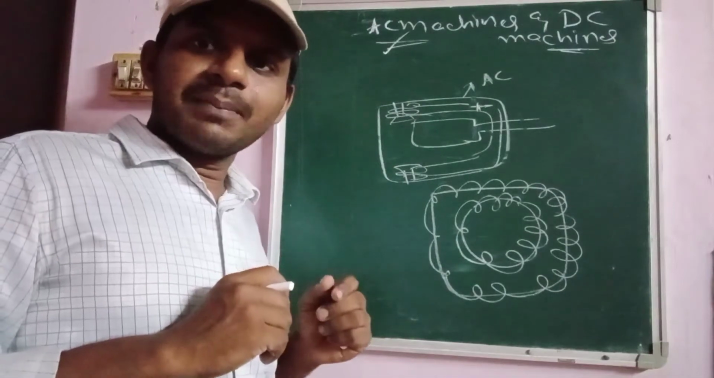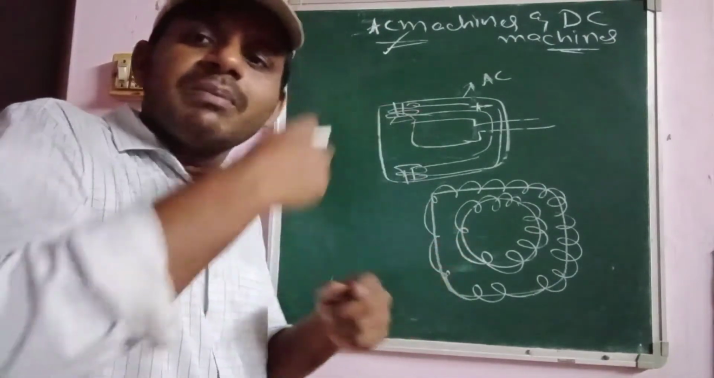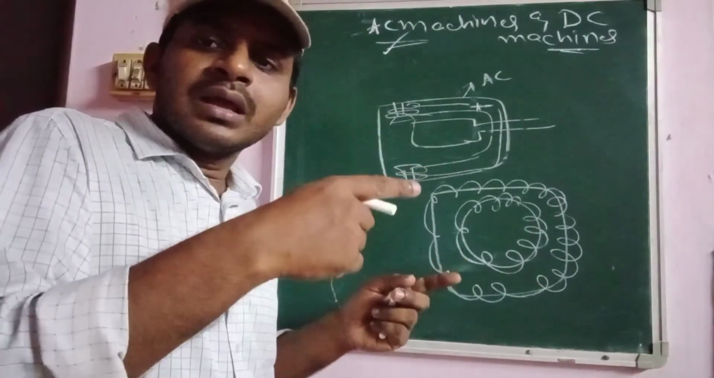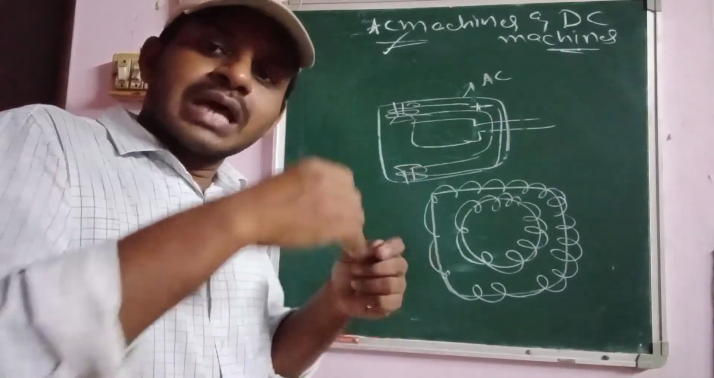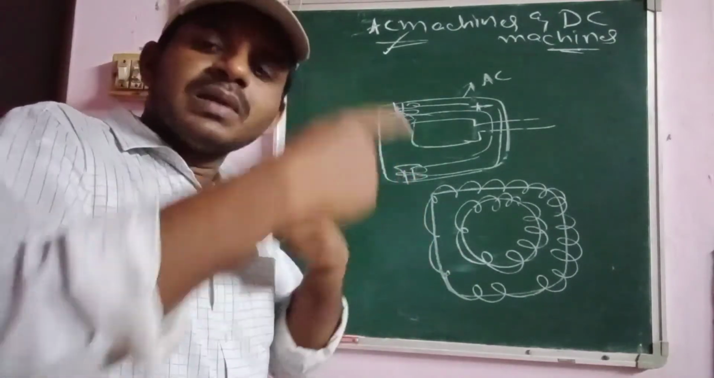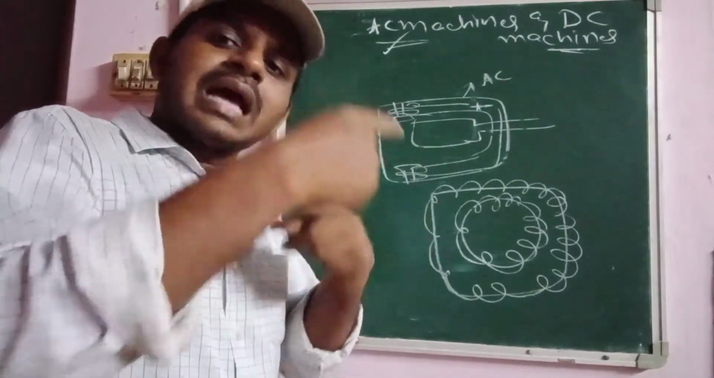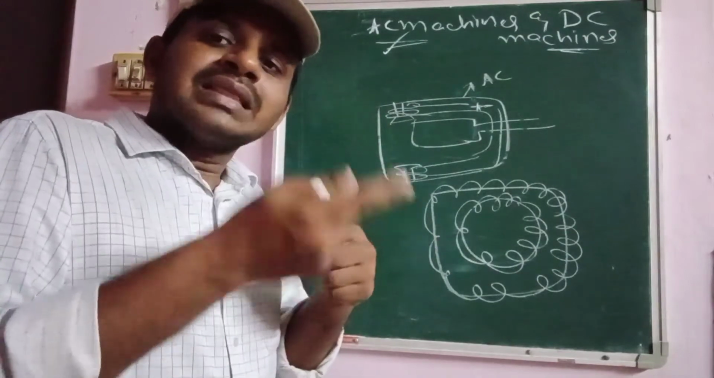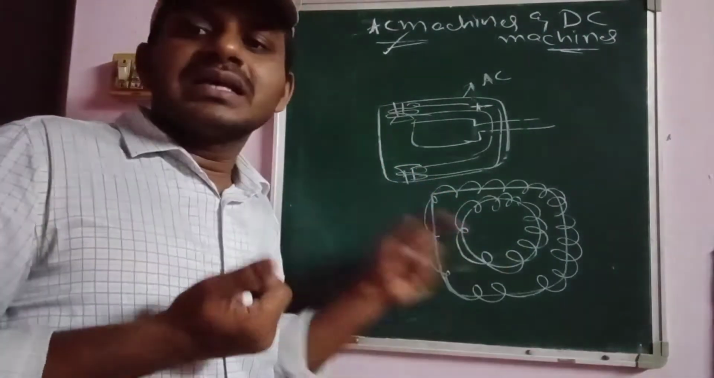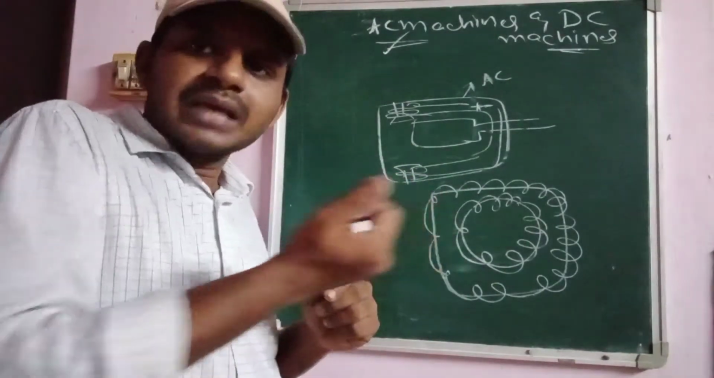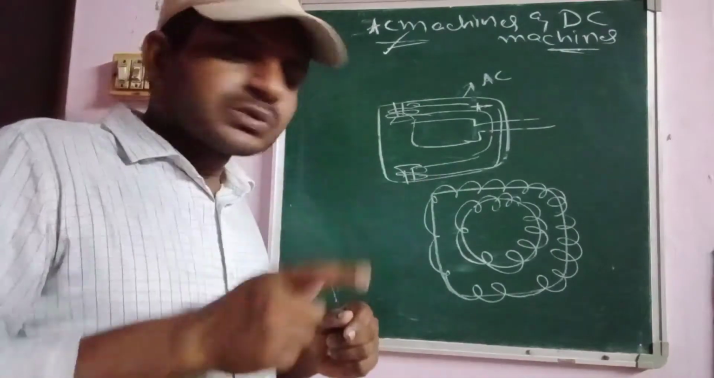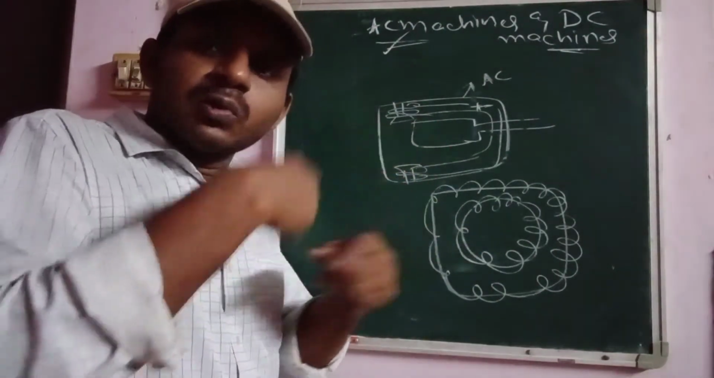But here one thing happens. The rotor will be continuously rotating along with the armature, since the armature winding is wound on the rotor. Whenever the rotor rotates, the armature winding also rotates, and at the same time the continuous supply is collected by the brushes and fed to the load center. So continuous rotation will be there.